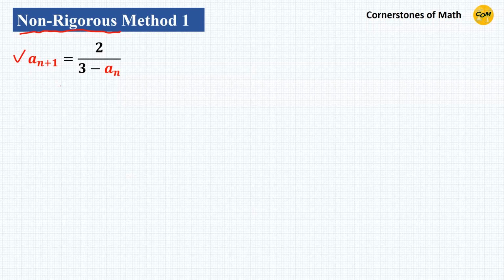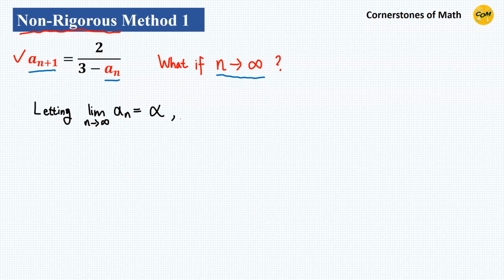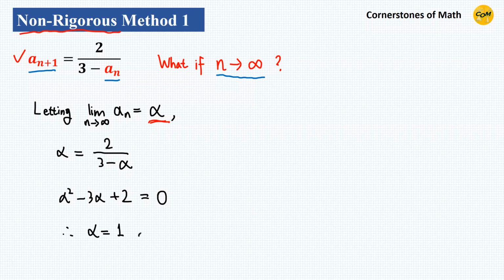First, from the given recurrence relation, let us think about the case where n becomes infinitely large. Then, both a_n and a_{n+1} must have their limit value. So if we let the limit of a_n be alpha, we have alpha equals 2 over 3 minus alpha, which gives alpha squared minus 3 alpha plus 2 equals 0. So we have alpha equals 1 or alpha equals 2.